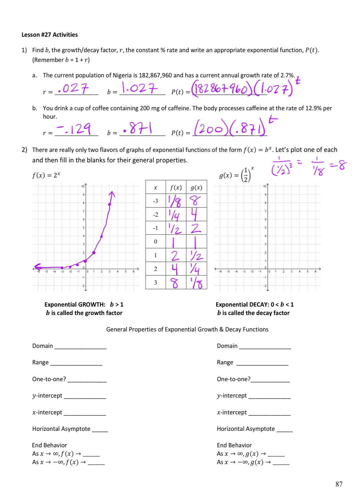Okay, so we'll plot these, and I have negative 3, 8, negative 2, 4, negative 1, 2, 0, 1, 1, 1/2, 2, 1/4, and 3, 1/8. Connect those with a nice smooth curve, and this one is exponential decay because as x gets bigger as we move to the right, the y values are decreasing. Okay, so now let's look at each of these graphs separately and fill in some info.